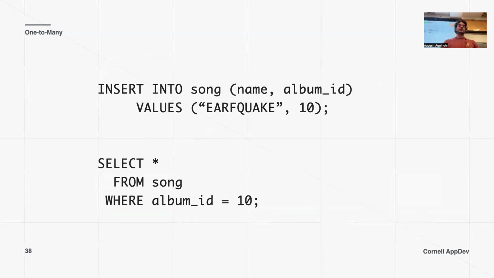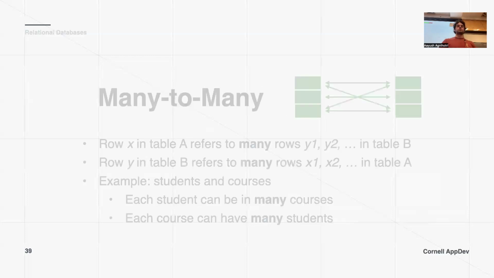And then if we select all from song where the album ID is 10, we should be able to get this song Earthquake over here. And this is basically going to retrieve all of the songs that we have in our table with the album ID of 10. And this is how we get all of the songs that are part of an album.